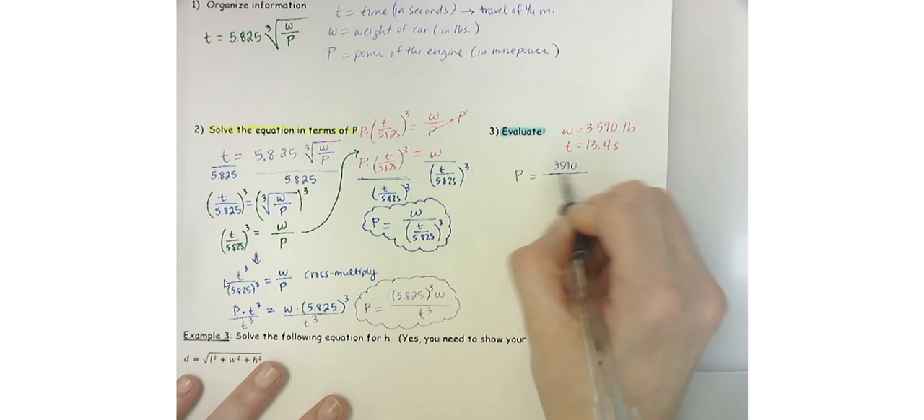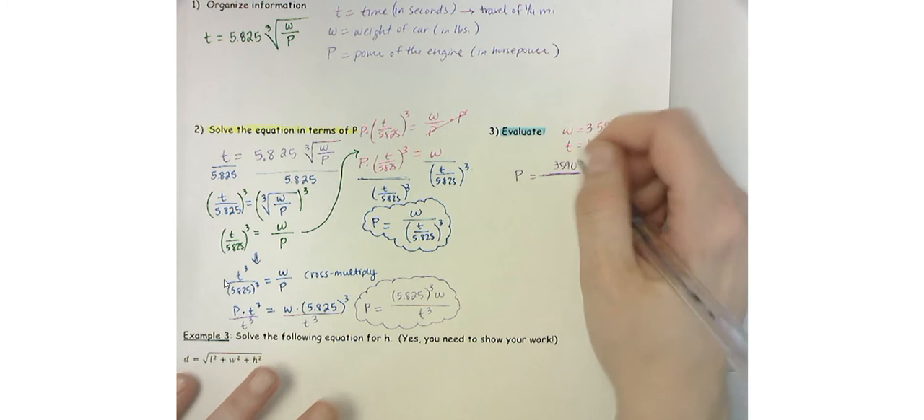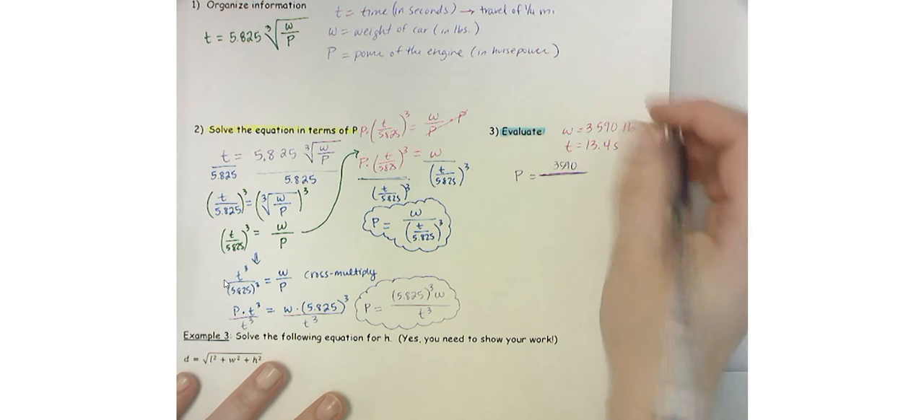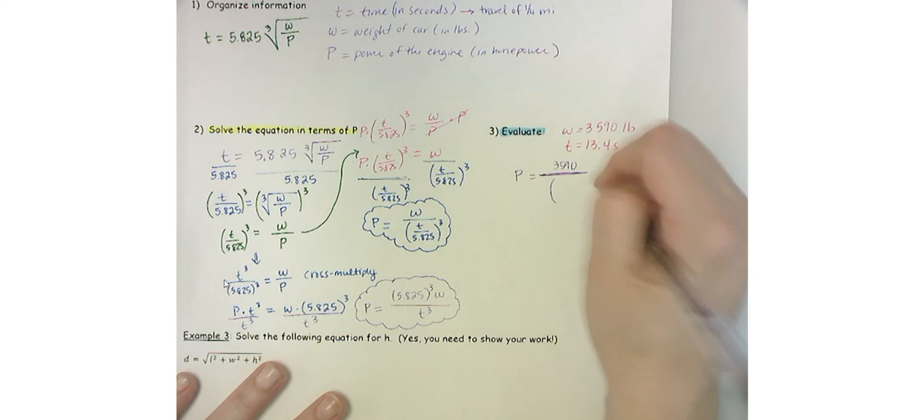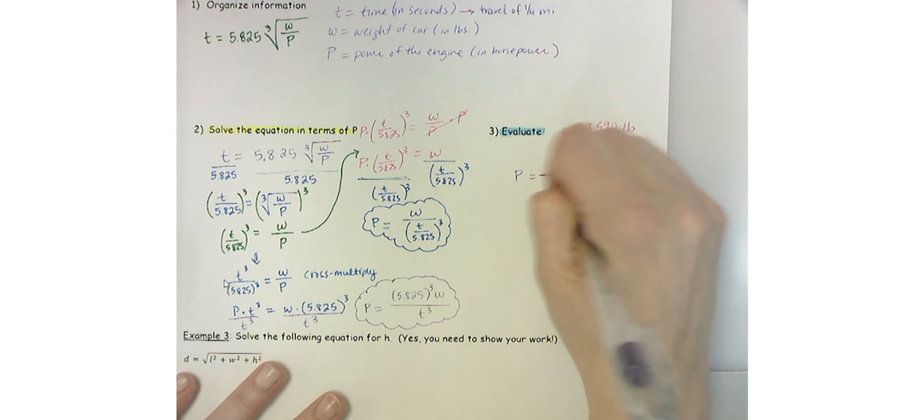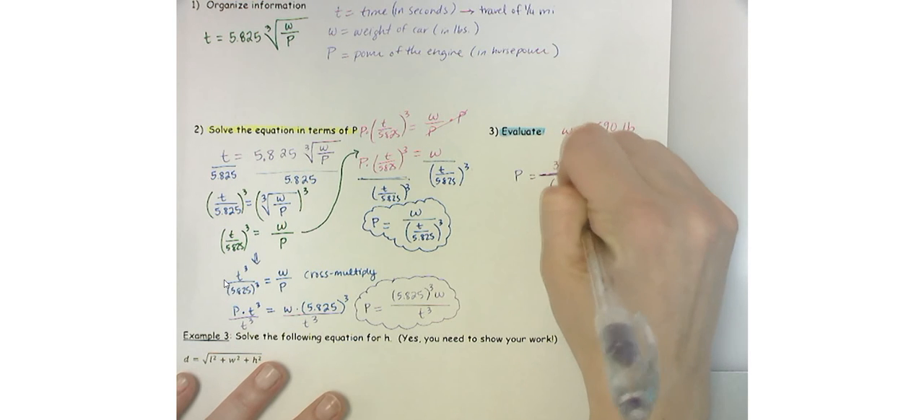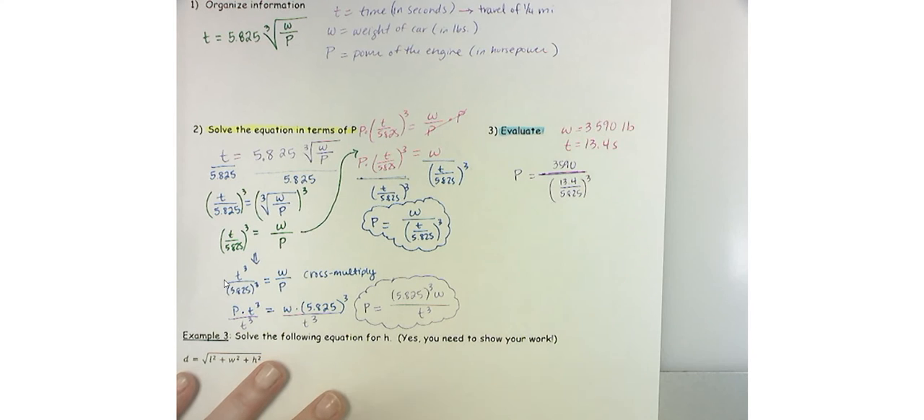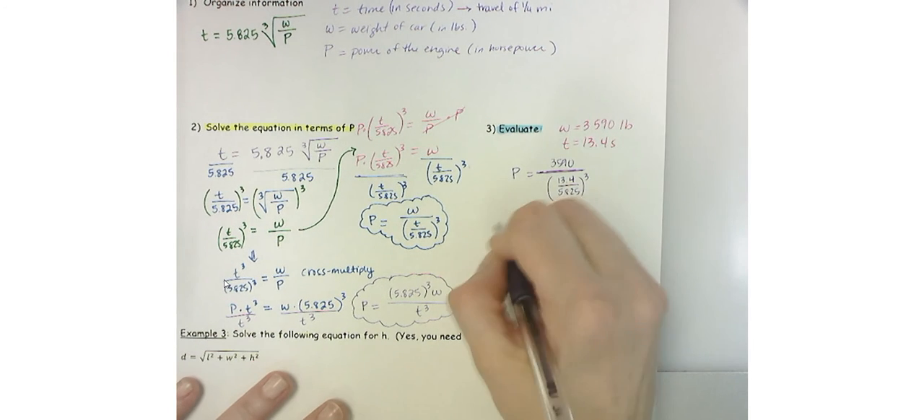Okay, you do need to make sure that you are using your parentheses appropriately, and then go ahead and round to the nearest horsepower. Okay, once you get yours, you can check with your group to see if they got the same thing.